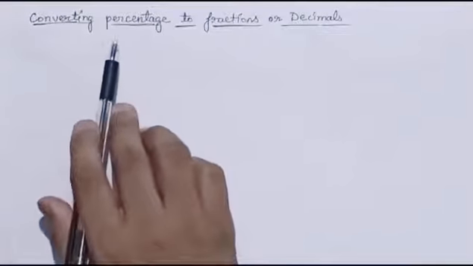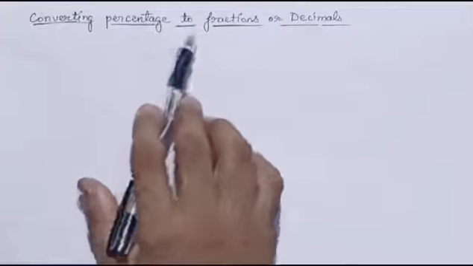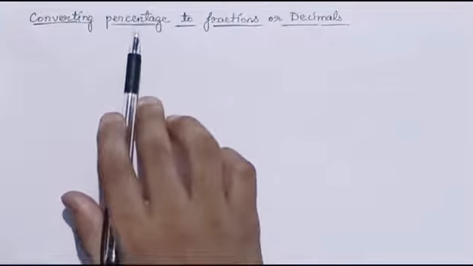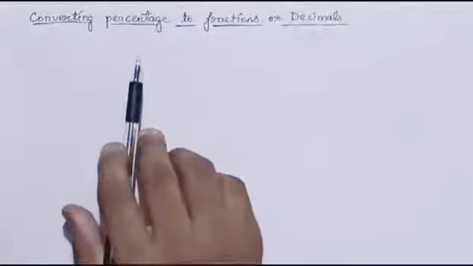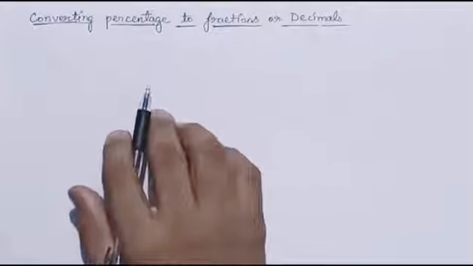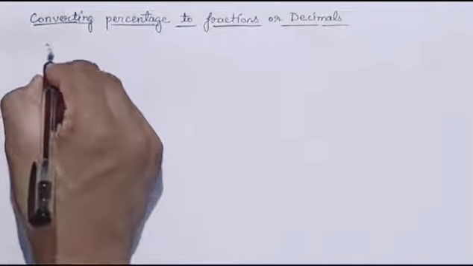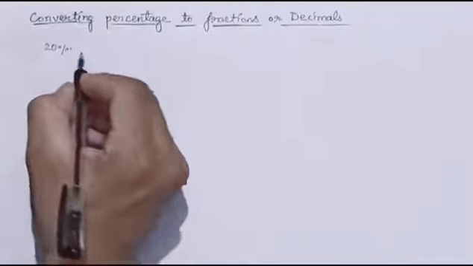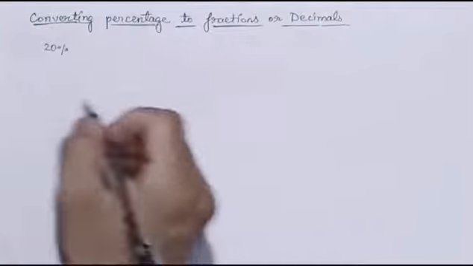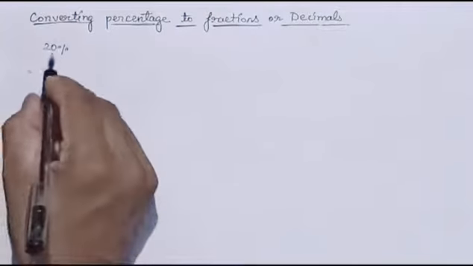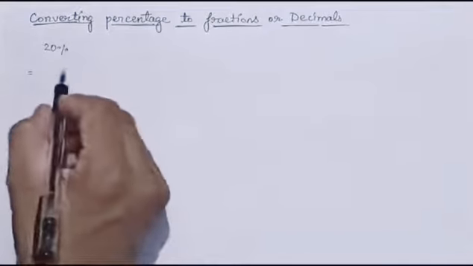Now see method of converting percentage to fractions or decimal. So whenever we have to convert percentage to fraction or decimal, then what we do? We just divide the given percentage by 100 and remove the percentage sign. Let us see some example to understand it. For example, if we have given 20% and we have to convert 20% into fraction and decimal, then what we do? We just divide the 20% by 100 and remove the percentage sign.